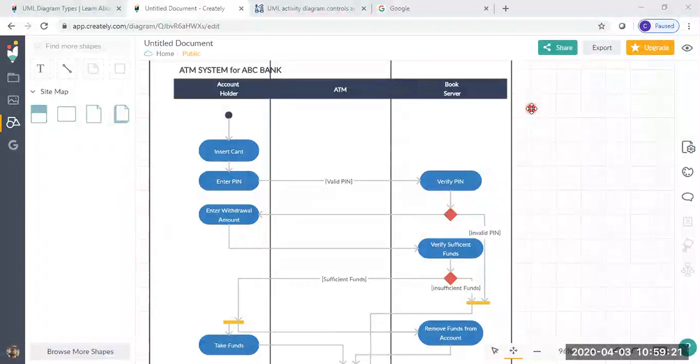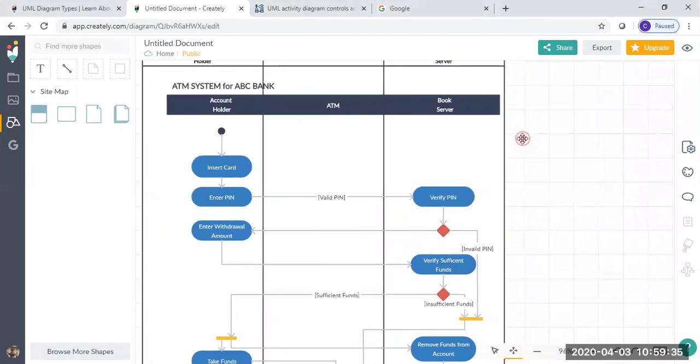Good morning, students. In today's lecture, I'll be discussing a case study for you all on activity diagram. Now, this is an ATM system for ABC Bank.